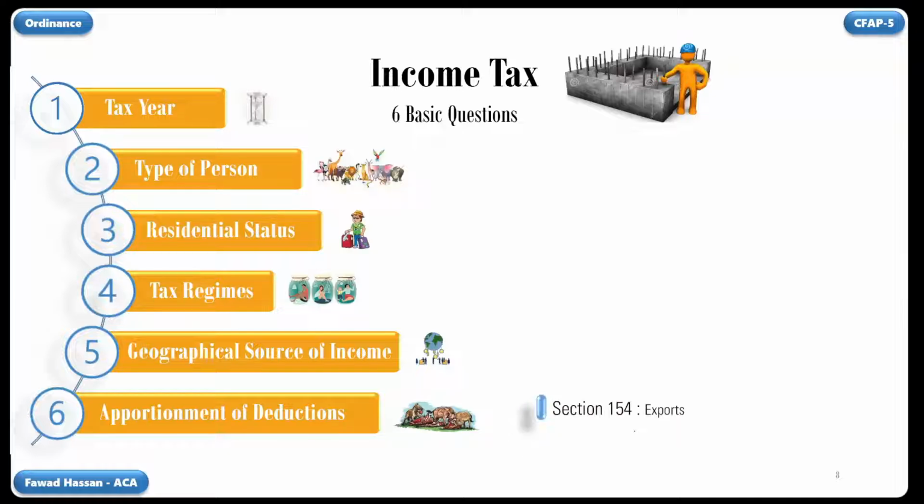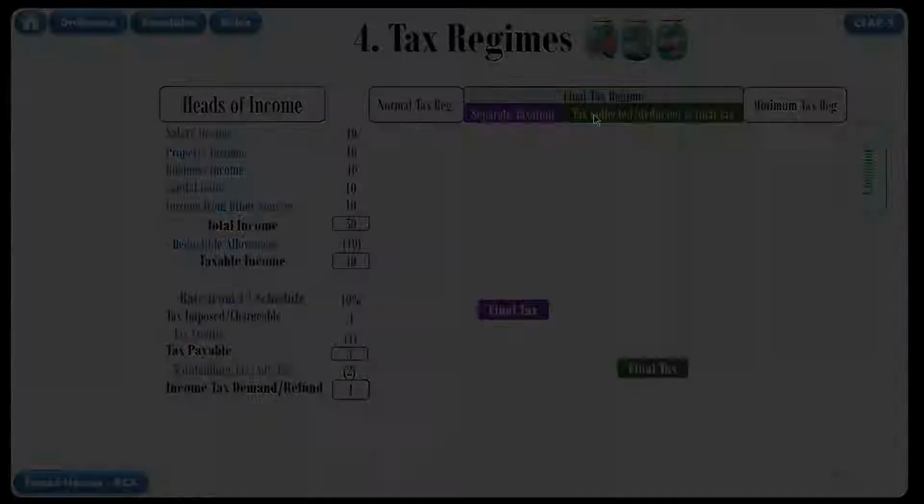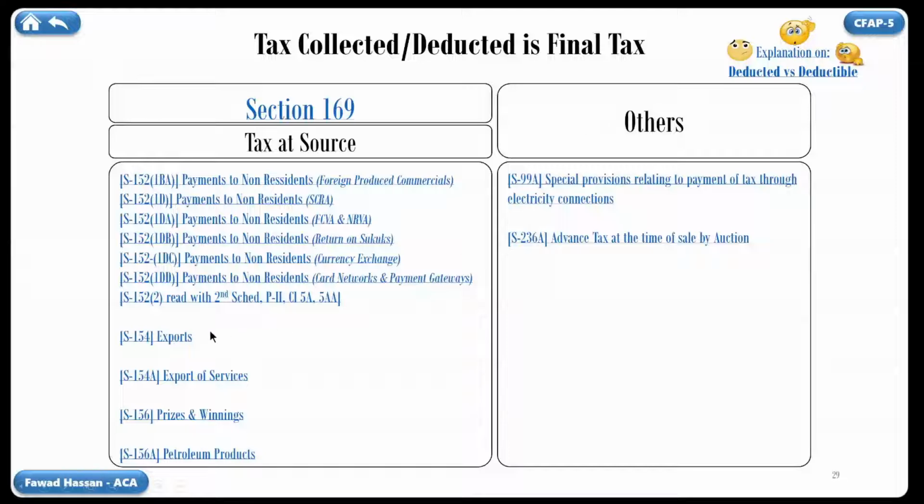Section 154. This section is about exports. Let's go to the tax regime link, and then click on this green box. Now we are on a slide which is about section 169. From here, click on the link for our today's discussion.